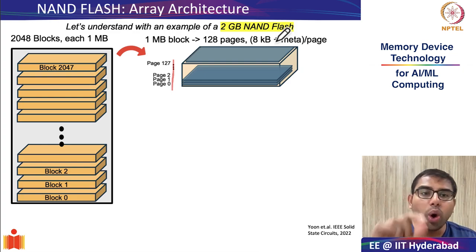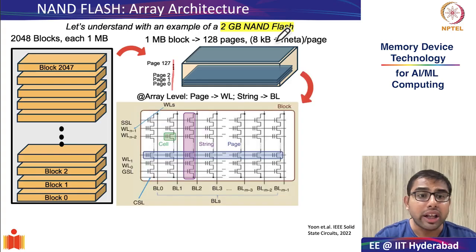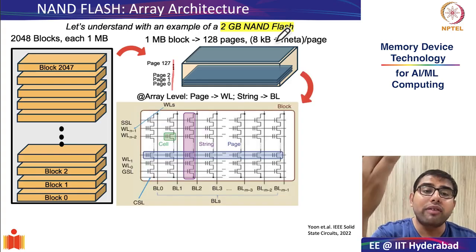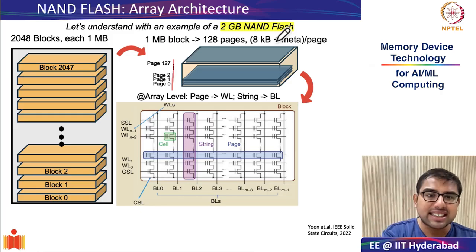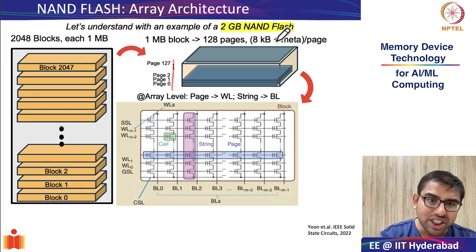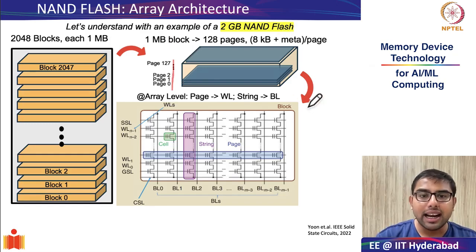Now, we will go in and understand what the representation is. How do we convert this top-level perspective into what we understand, which is individual strings of NAND flash? So this is the array level implementation of the page and the string. Let us look into this array level implementation, which I have marked out in yellow color over here.